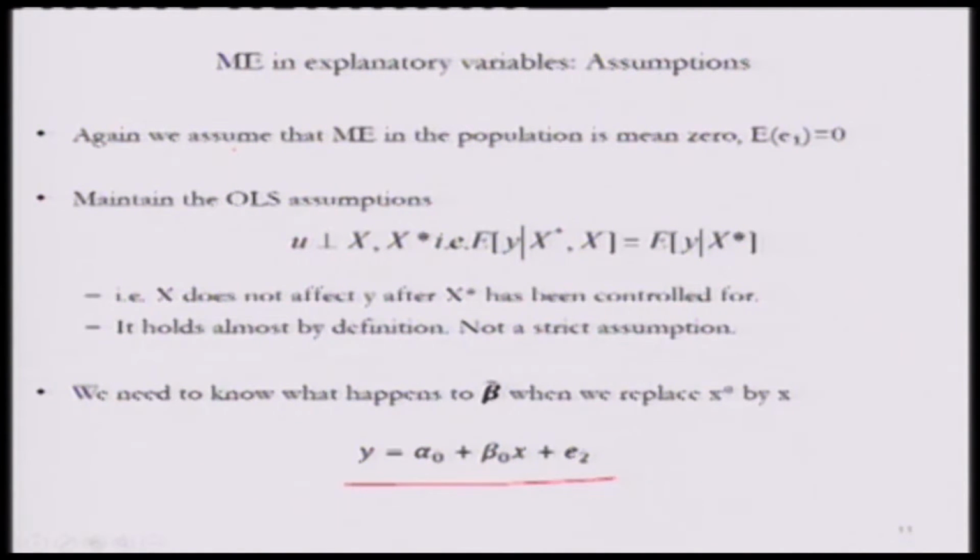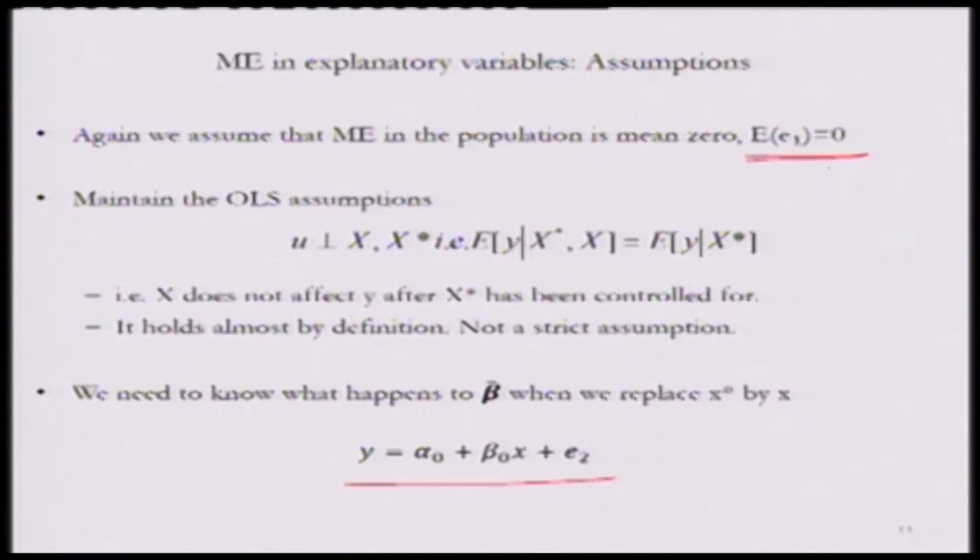So, once again we start with the assumption, exactly as in the previous case of measurement error in y, that the measurement error is a mean zero error, meaning that for some observations there is a positive reporting error, and for some observations there is a negative reporting error, and that cancels out overall, so that in the end what we have is an average error of 0.